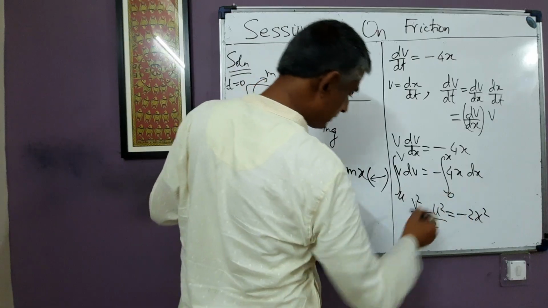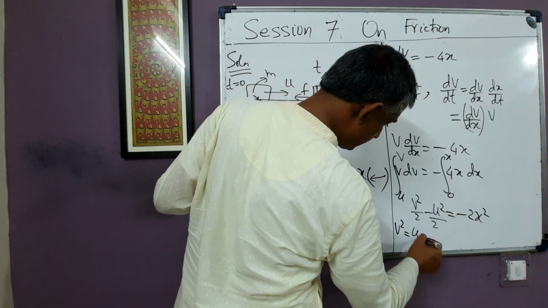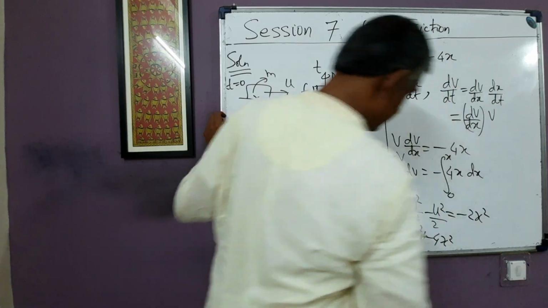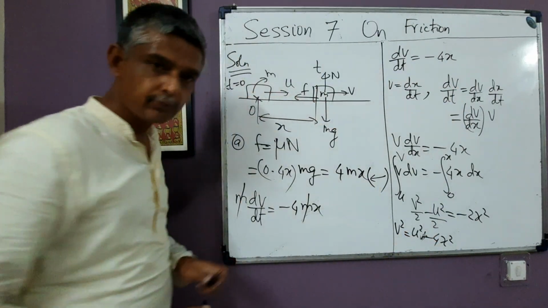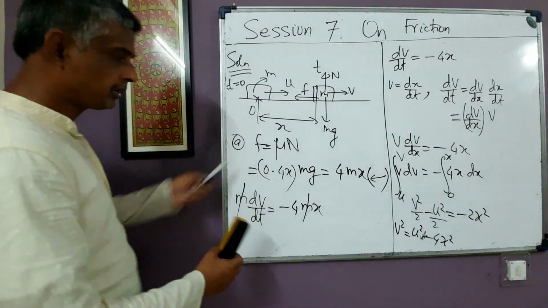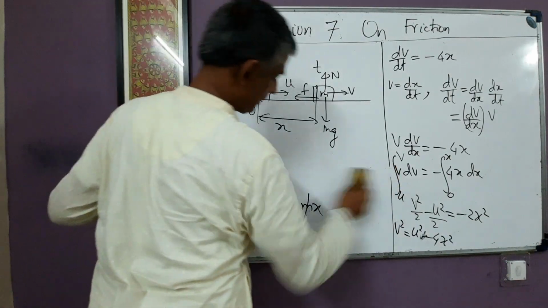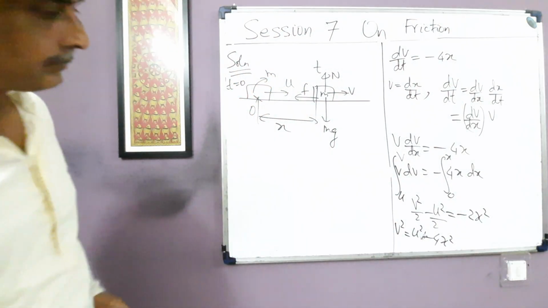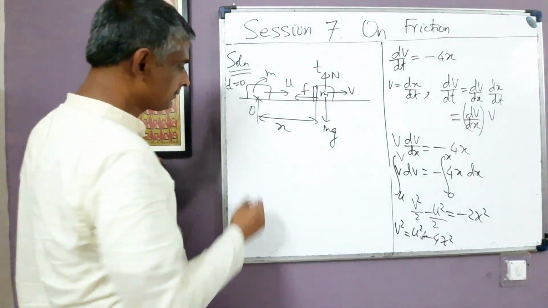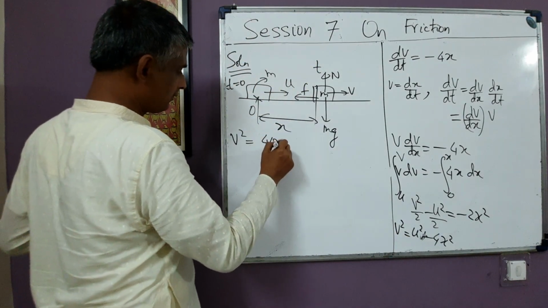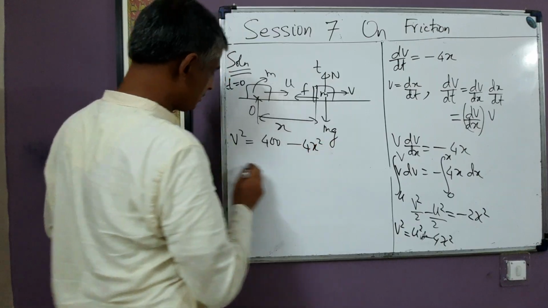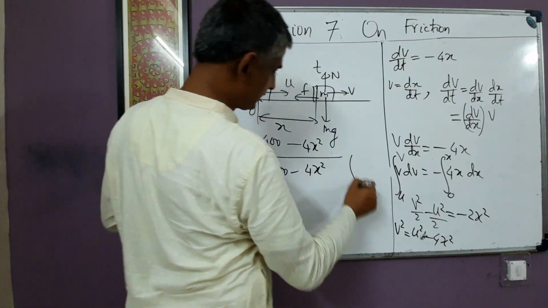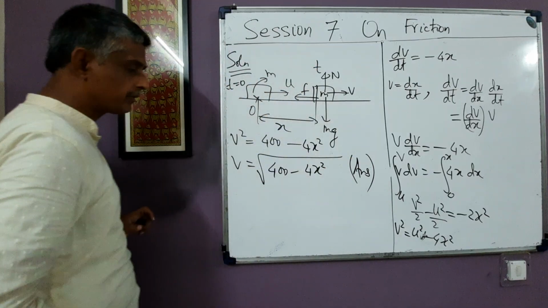So I will multiply this by 2. v square is equal to u square minus 4x square. Now u is given to be 20. So v becomes root under 400 minus 4x square, which is the answer to part A of the question.